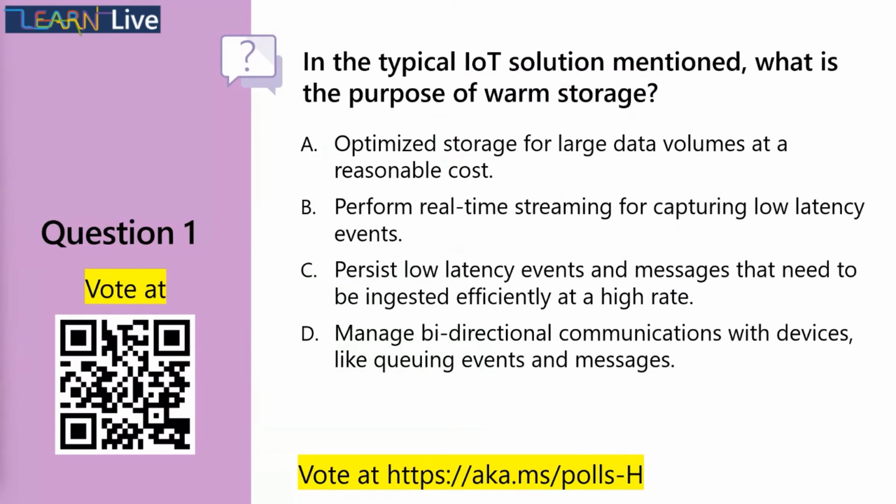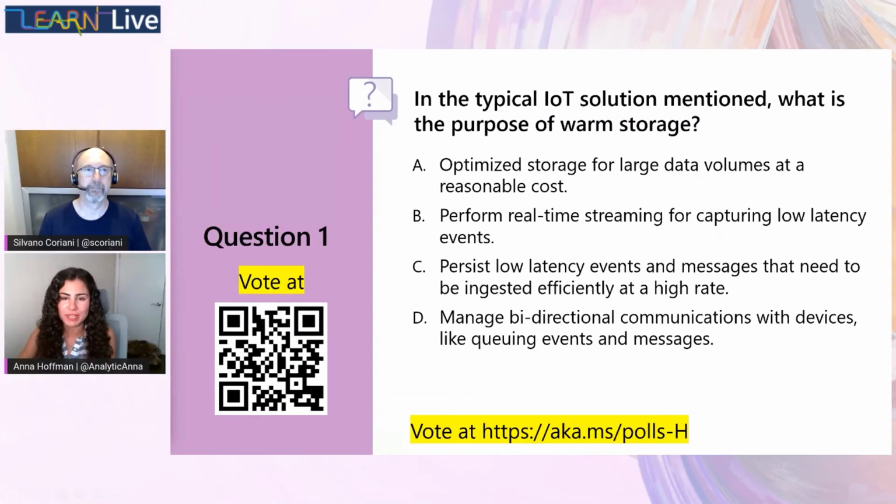So if you see this on your screen, go ahead and vote. You have two ways to do that. You can either use your phone and scan the QR code, or you can go to aka.ms/polls-h. The poll should be open, and we'll give you a couple moments to answer this question or share any other questions that you might have in the chat, and then we'll go over the answer.